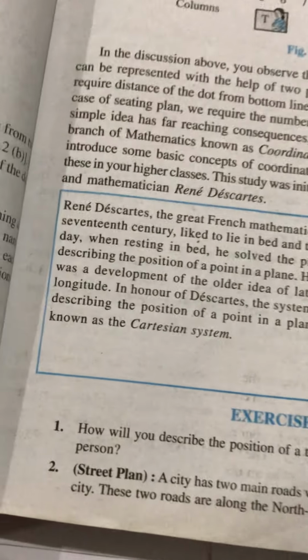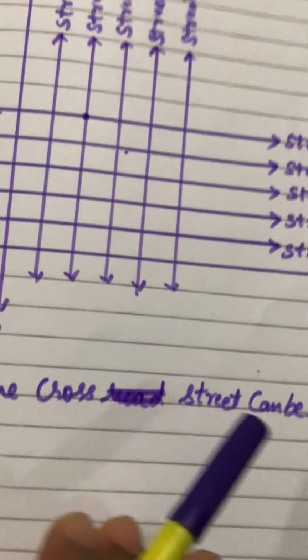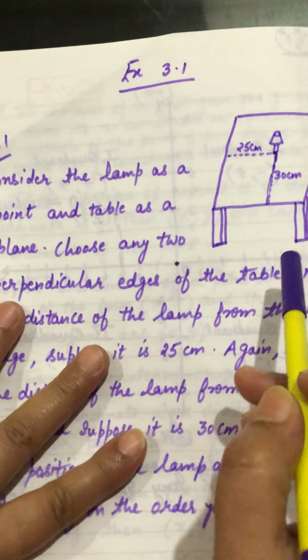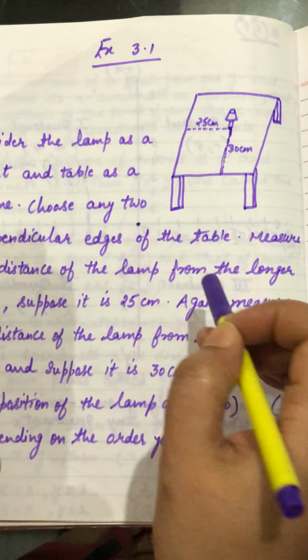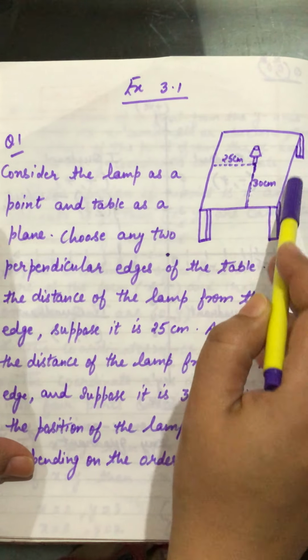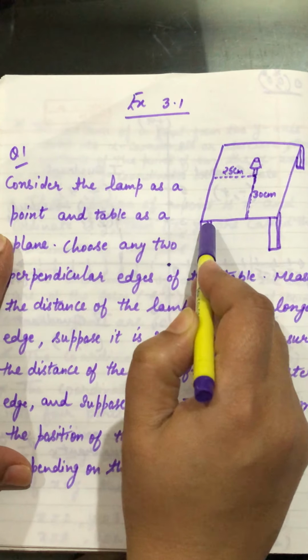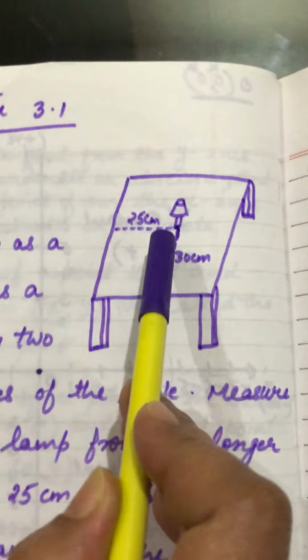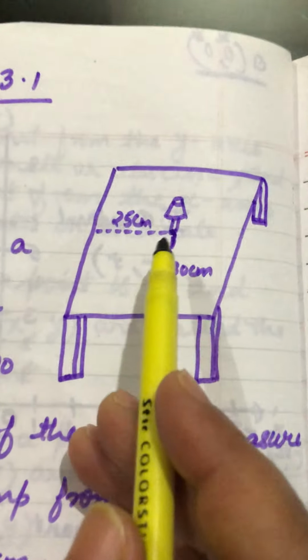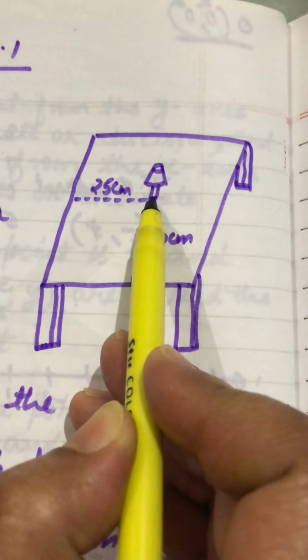which is kept on the study table. So how to do this? See, this is question number 1. I have already done it. I'll just explain it to you. So this is a study table, this is the surface of the table, and the lamp is kept here. So we have to describe the position of this lamp.